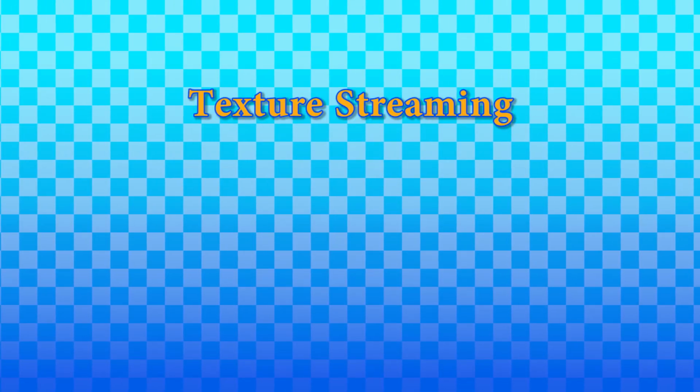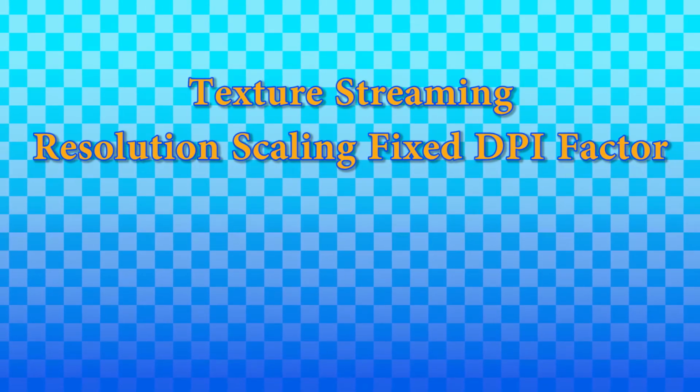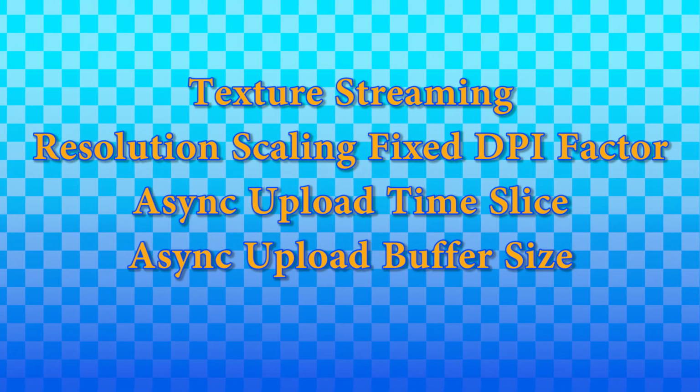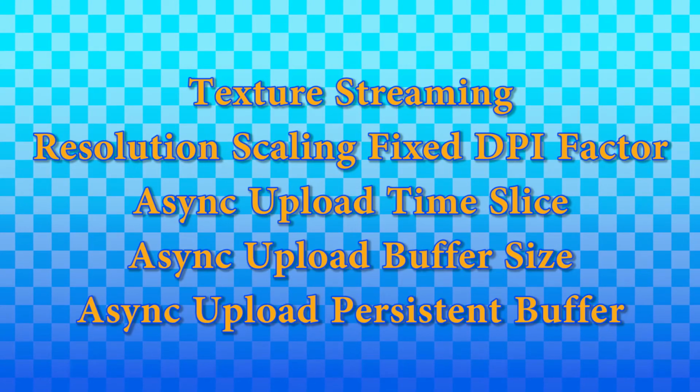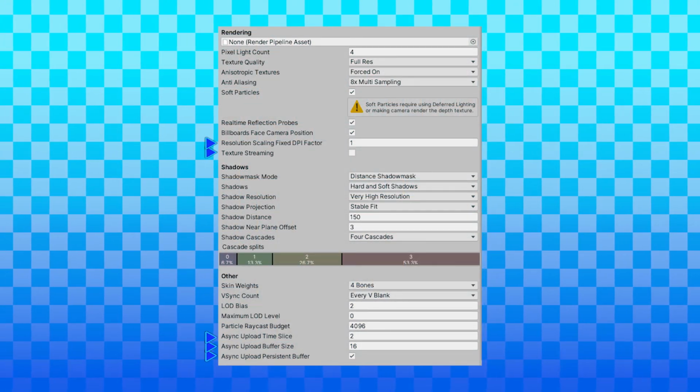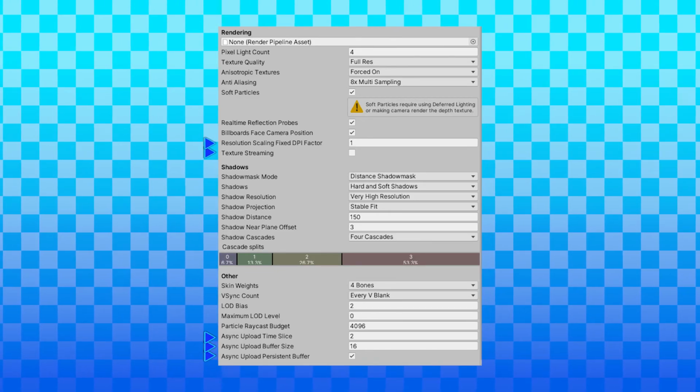There are a few things that we did not control. This includes texture streaming, resolution scaling fixed DPI factor, async upload time slice, async upload buffer size, and async upload persistent buffer. This is mainly because by default, they are the same values for each preset. If you want to have control over these values, you should have all the tools to control these yourself.